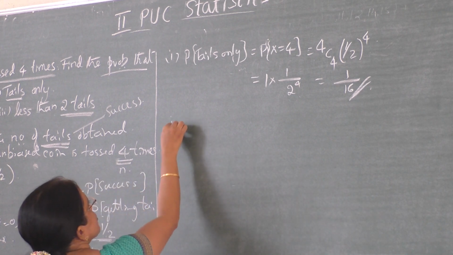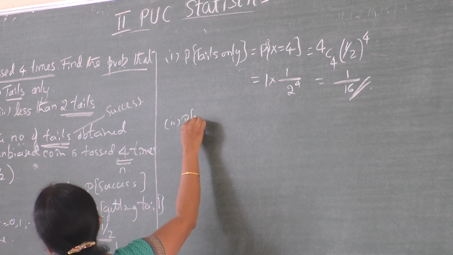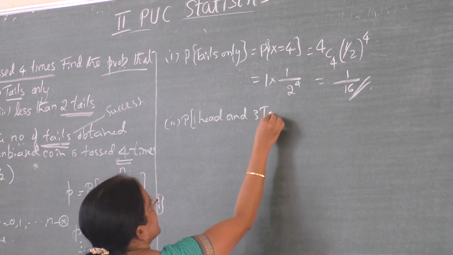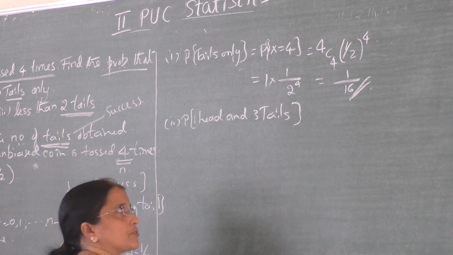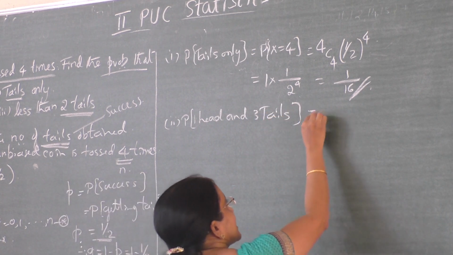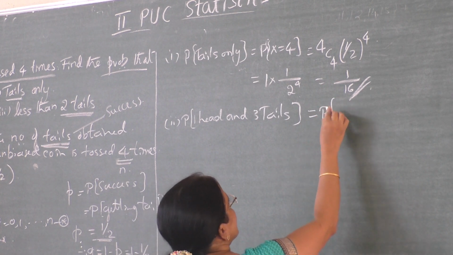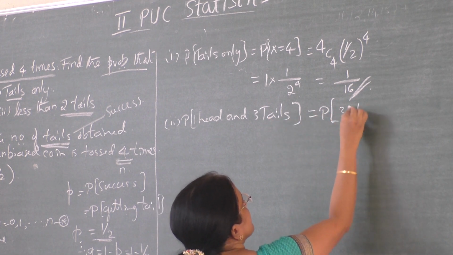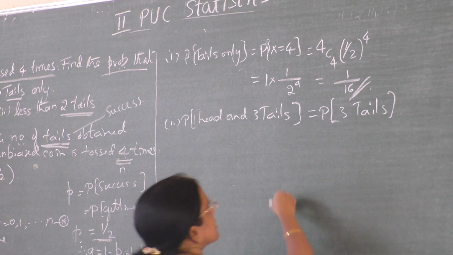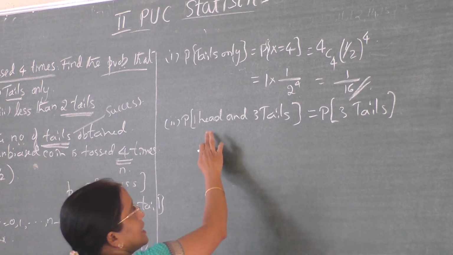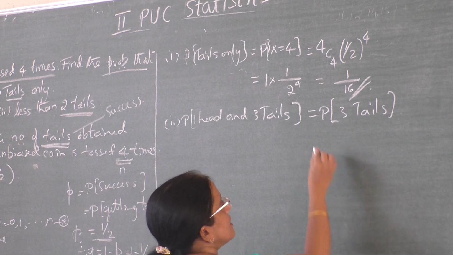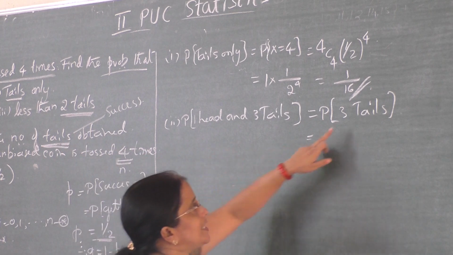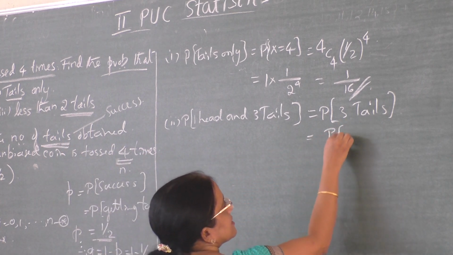Similarly, the second question: the probability of getting 1 head and 3 tails. Now we have to convert it into the form of tails only. That is the probability of getting 3 tails, because as I told earlier, both are the same. Writing 1 head and 3 tails is the same as getting 3 tails. How many tails? X denotes the number of tails. So how many tails here? 3. So put x equal to 3.